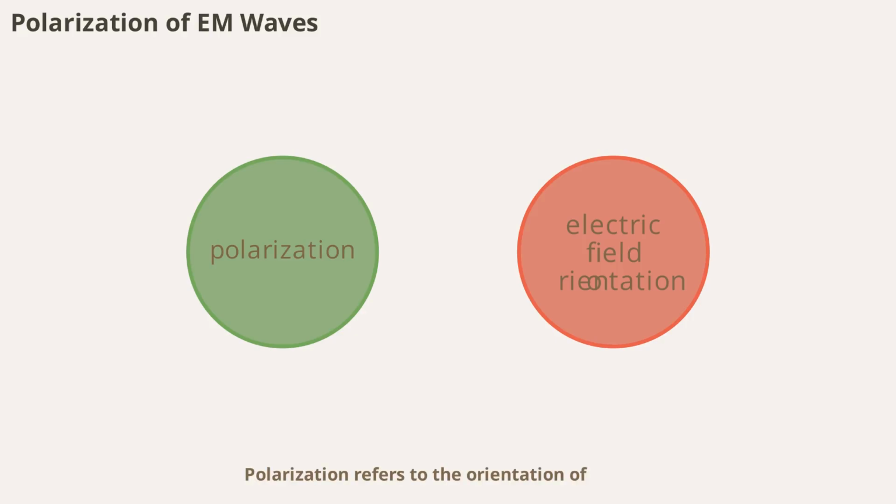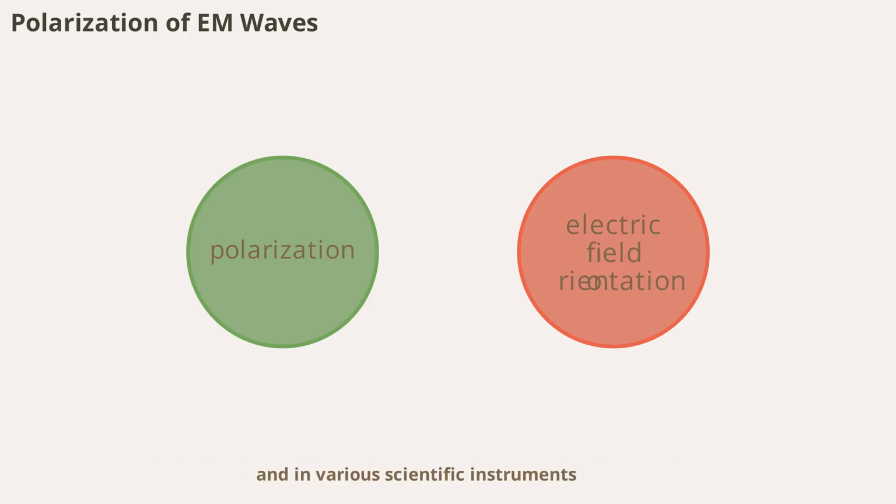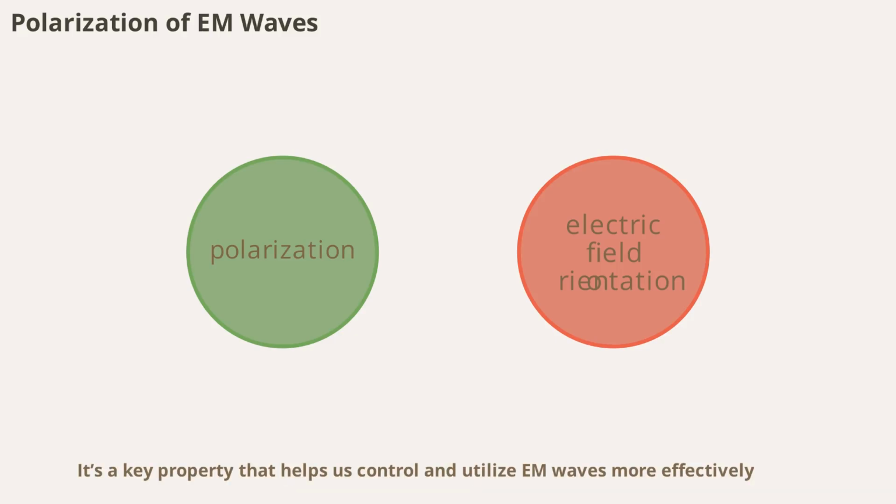Polarization refers to the orientation of the electric field in an electromagnetic wave. In unpolarized light, the electric field vibrates in all directions perpendicular to the direction of travel. Polarized light, on the other hand, has its electric field oscillating in a single direction. Polarization is used in sunglasses to reduce glare, in photography, and in various scientific instruments. It's a key property that helps us control and utilize EM waves more effectively.